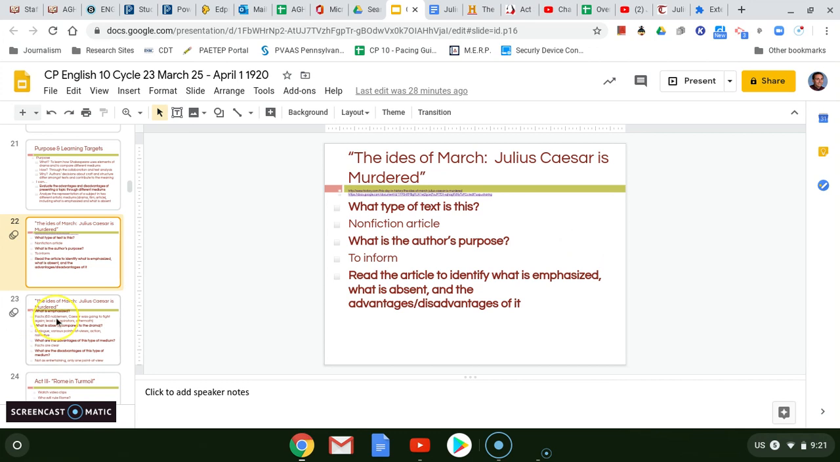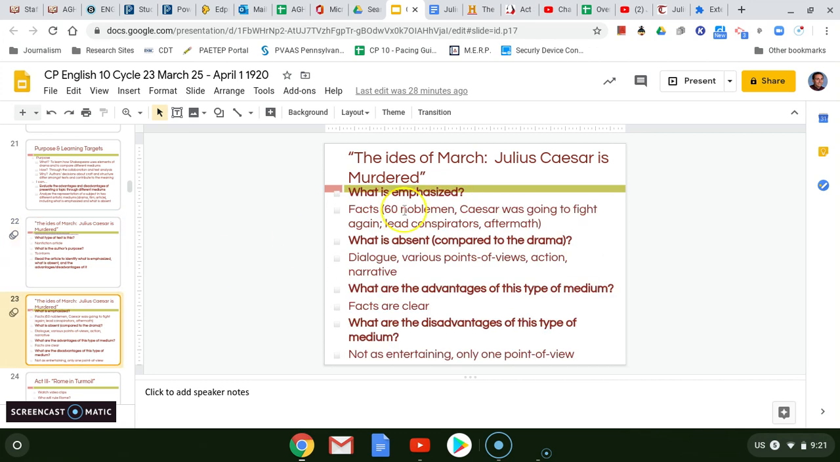Now, when you read through the article, you should have noticed that there were facts that were emphasized. 60 noblemen, okay? And when you think about the difference between that and the dramatic script, Shakespeare can't put 60 people on stage that are important, right? That's a lot of people. So he does his best to make sure there are a bunch of people in the conspiracy, but he's not going to have all 60, all right?